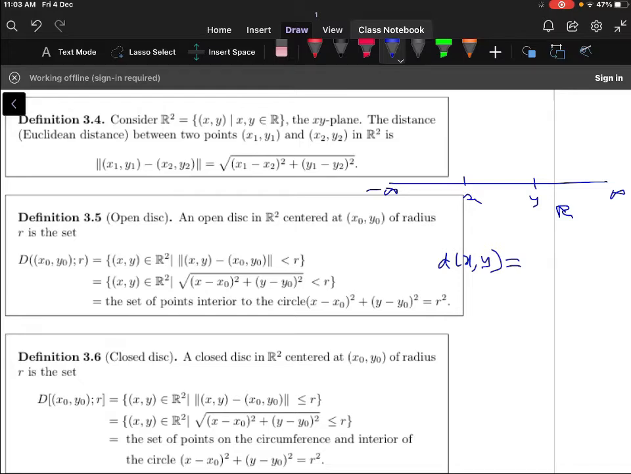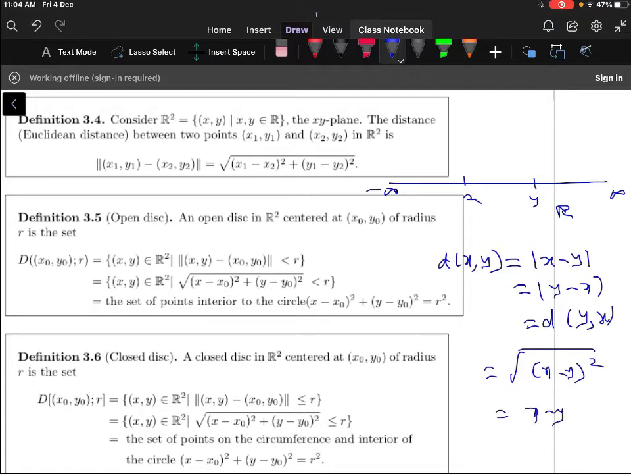So that can be defined by modulus of x minus y or modulus of y minus x, that can be written as d of y comma x. Okay, so this is the distance in the real line R, that is from the point x to y. So that can be defined as square root of modulus of x minus y whole square. So again that is always positive because I have written the modulus here.